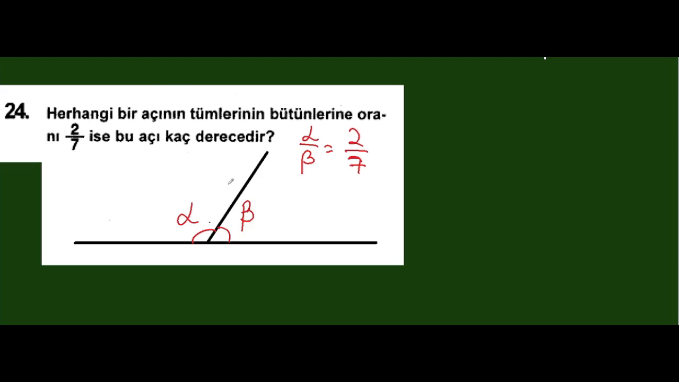It's written in Turkish, but I'll just explain it in my own words. So we are given two lines that are intersecting each other. So we are given that alpha and beta and the fraction alpha to beta will equal to 2 over 7 because it's given here, and we have to find out each of these angles.